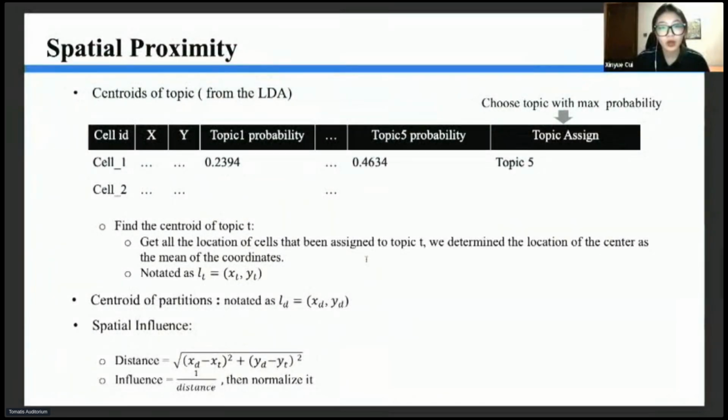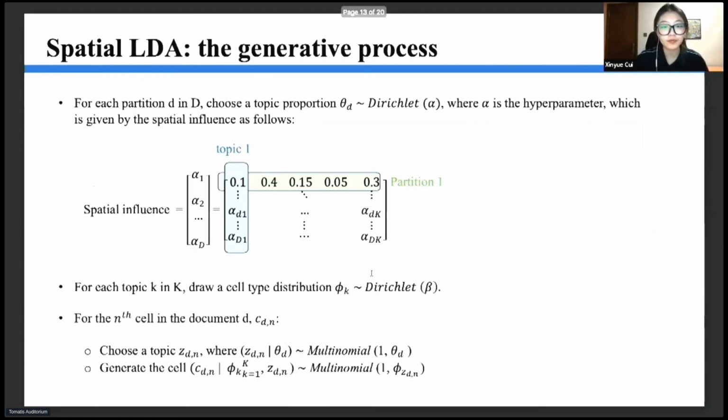We compute the distance between the partition centroid and the topic centroid, and use the normalized 1/distance as the spatial influence. In the generative process of spatial LDA, for each partition D, we choose the topic proportion theta D following the Dirichlet alpha, where alpha is given by the spatial influences here. And for each cell in a partition, we choose a topic and generate the cell type based on the topic's distribution. So this method accounts for both spatial and non-spatial variation in the data.